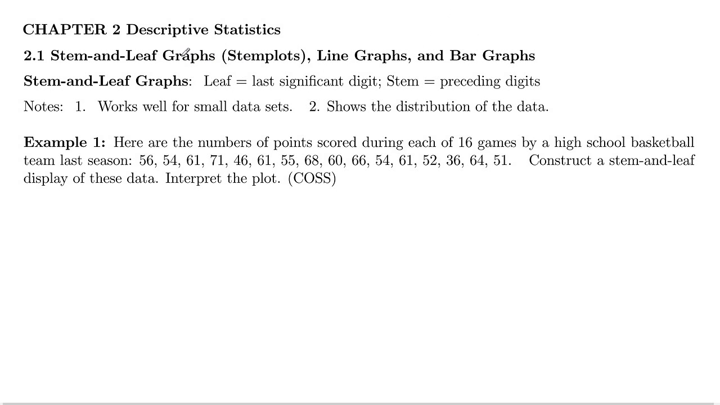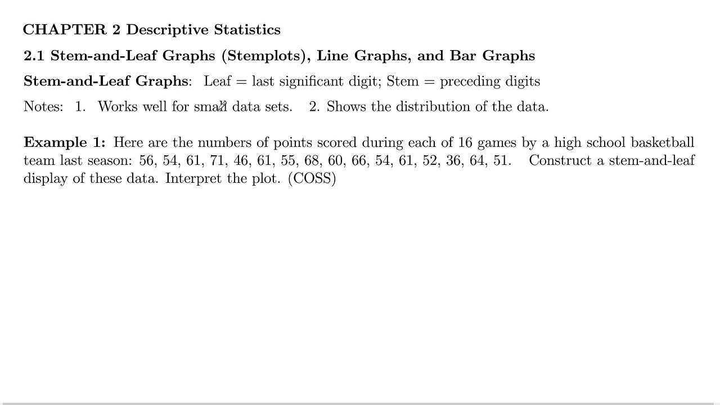In Chapter 2, we're going to begin looking at descriptive statistics, graphs in particular, and we're going to start with something called a stem and leaf graph or a stem and leaf plot. This is a way of organizing the data where you break off the last significant digit, we call that the leaf, and then all the preceding digits we call the stem. And it helps us see the distribution of the data. It also works well for small data sets.